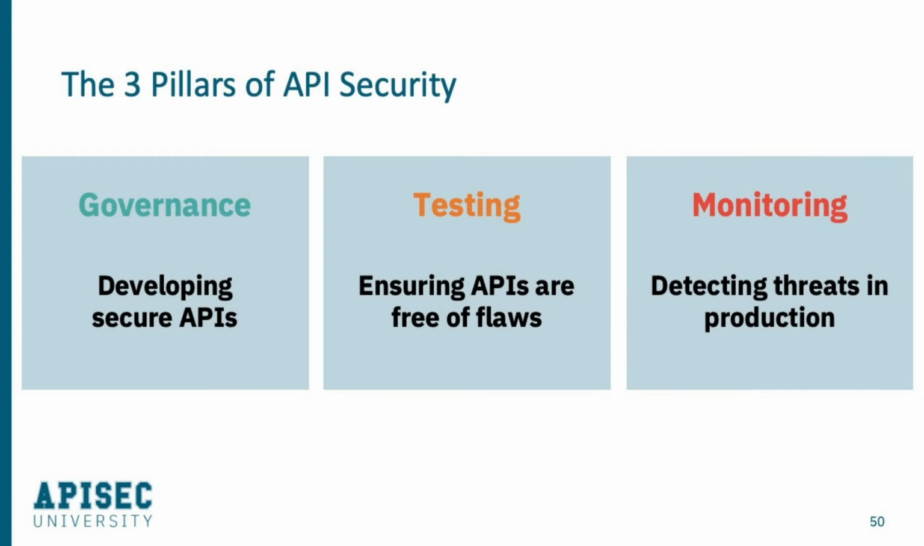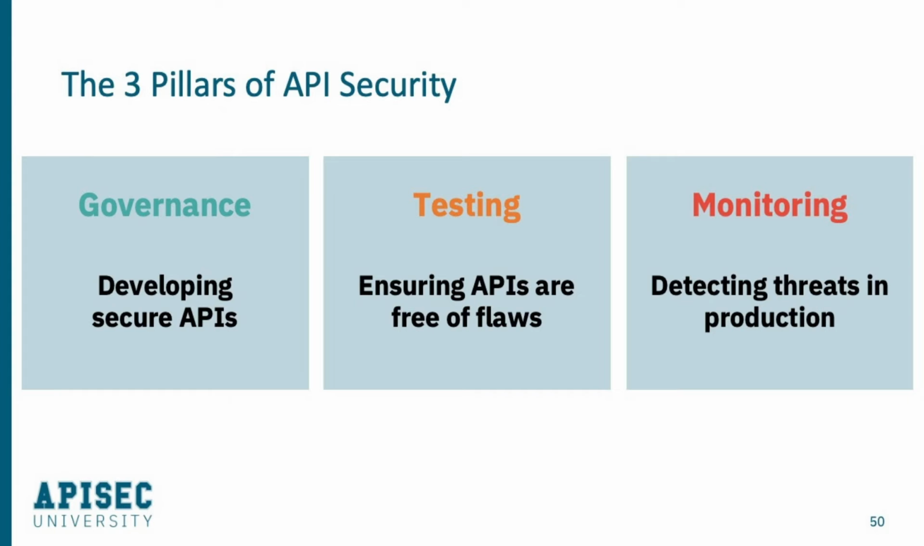So as I mentioned earlier on, the three pillars of API security are governance, testing, and monitoring. And we'll dig into each one of these individually. Governance is really about defining, establishing, and enforcing the processes of developing APIs, testing APIs, and getting them into production in a consistent and secure way.